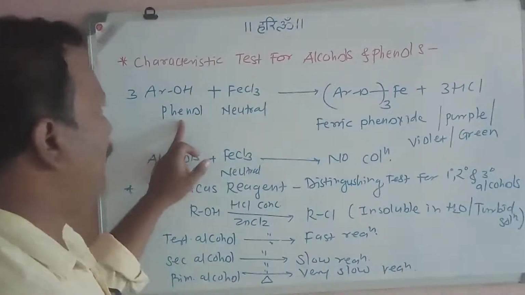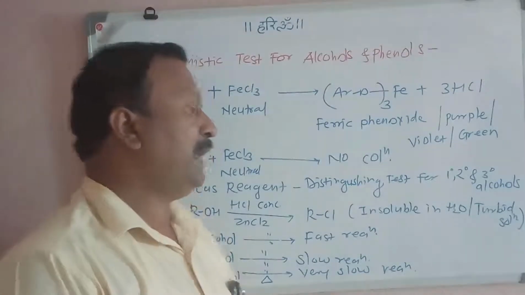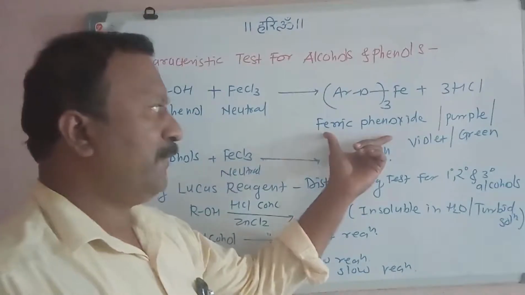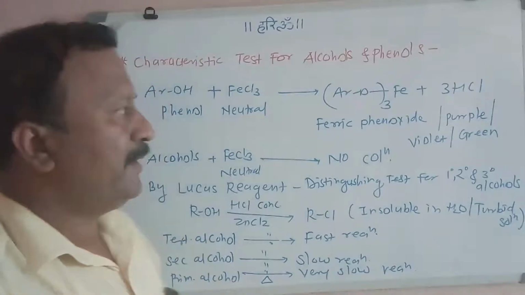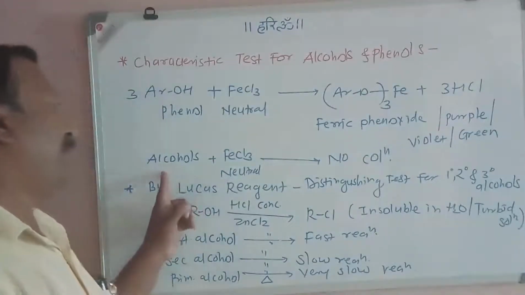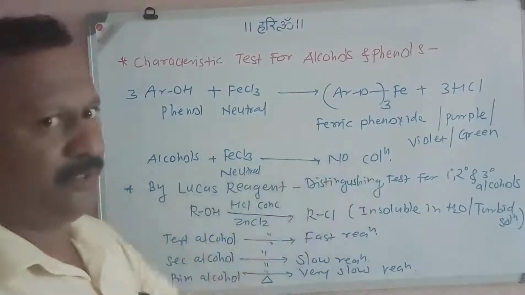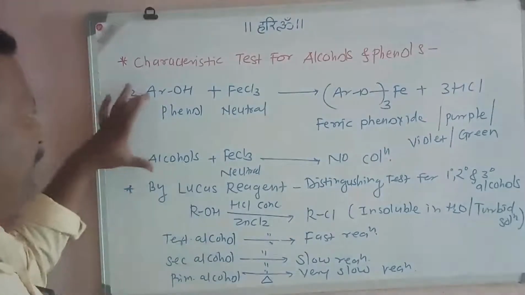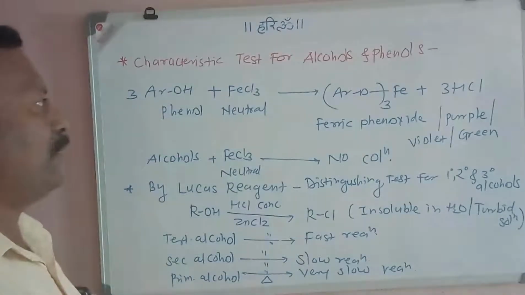Suppose it is a phenol. Phenol, when treated with neutral solution of FeCl3, will give ferric phenoxide ion. This ferric phenoxide has either purple, violet or green color. So it is a color test. While alcohols, when treated with neutral FeCl3 solution, do not give any coloration. There is no coloration. So by this test, that is the neutral FeCl3 test, we can distinguish between alcohols and phenols.